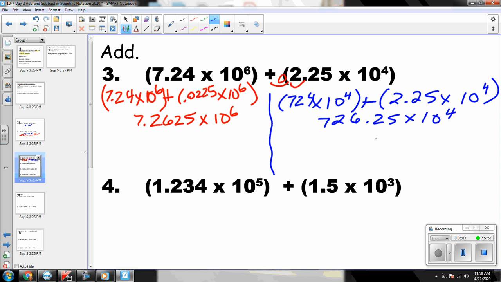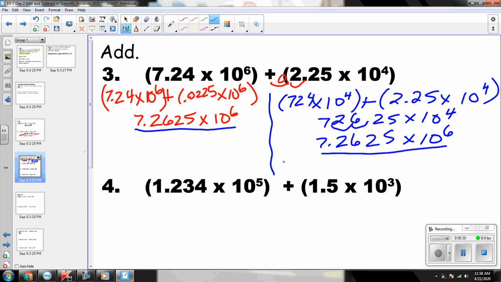Well, this is not in scientific notation because this number is a lot larger than 10. So I'm going to have to move my decimal point left twice to make it 7.2625. If I make the beginning number smaller, I have to make my exponent larger, and I moved twice, so I have to make it larger by 2, which would be 10 to the 6th. So notice I'm getting the same answer. Which way was easier, using the higher exponent or the lower exponent?